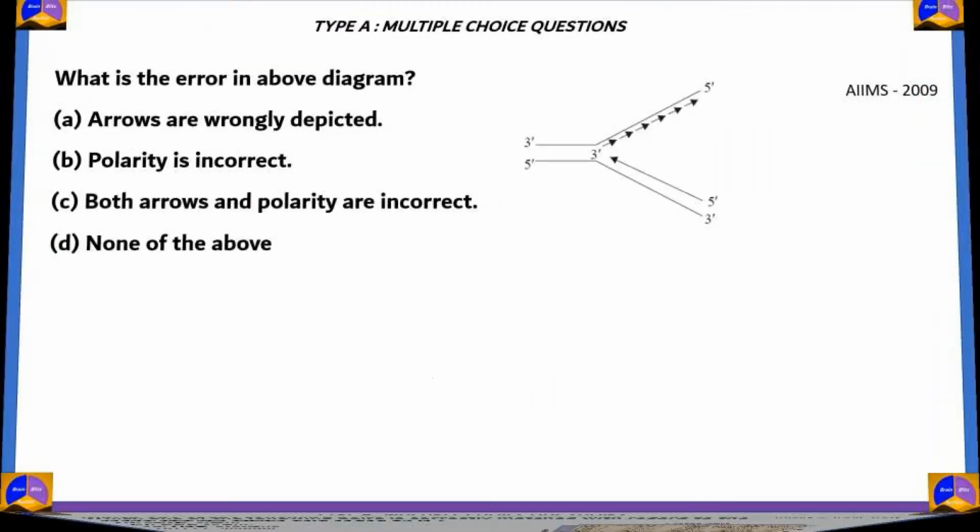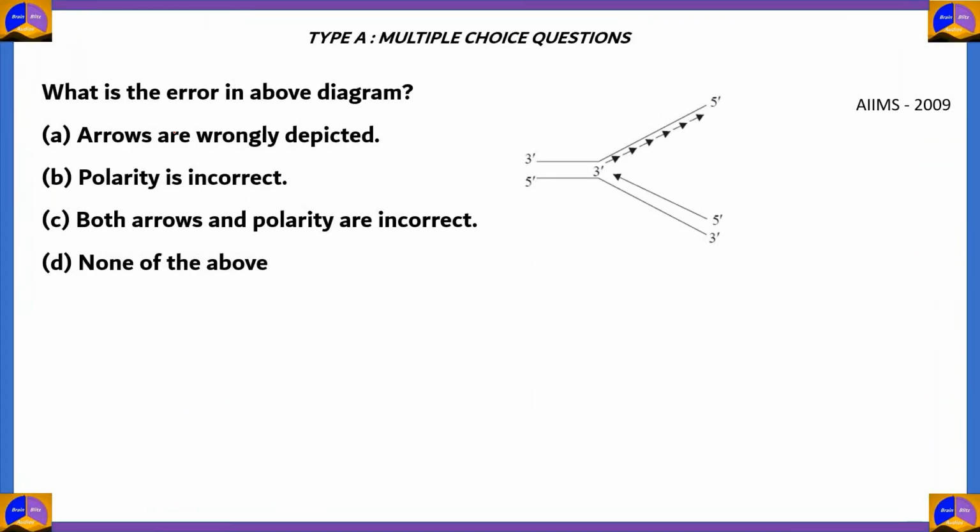Let's move on to the next question. What is the error in the above diagram? Arrows are wrongly depicted, polarity is incorrect, both arrows and polarity are incorrect, none of the above. Now, this diagram given here is for the process of transcription of DNA.